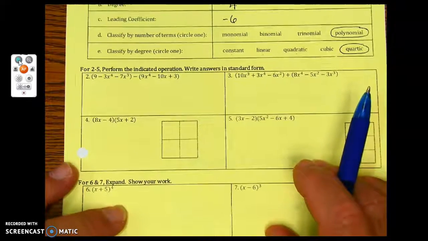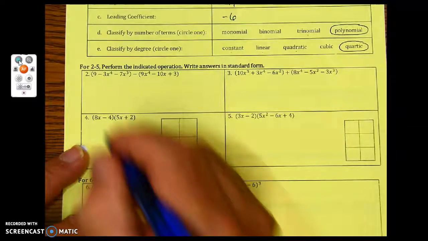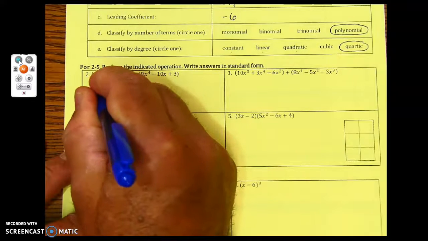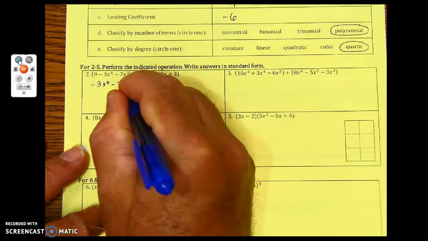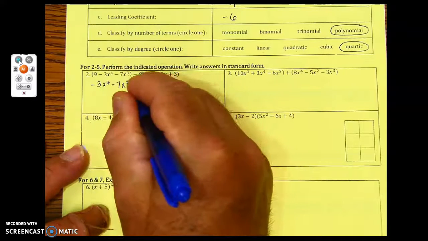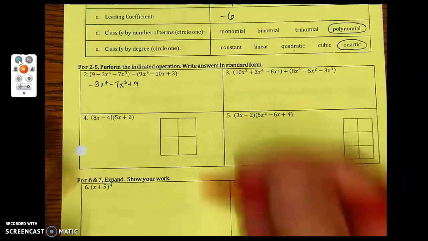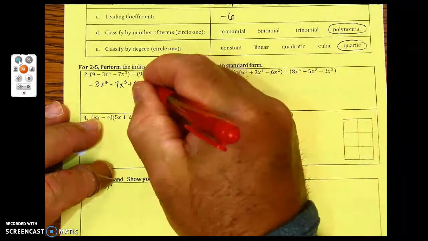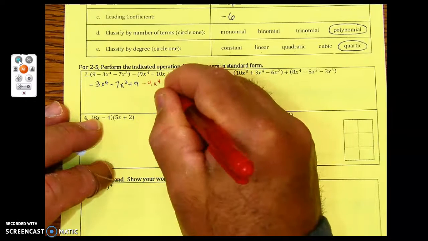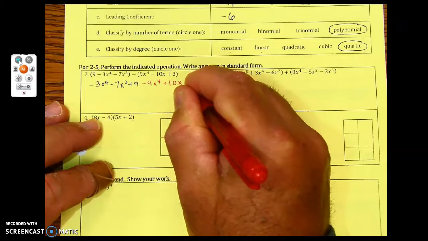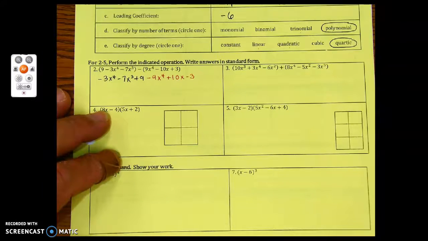All right. Subtracting. Guys, I'm going to show you how I do this. First of all, I'm going to put this in order. Negative 3x to the fourth minus 7x to the third plus 9. You don't have to put them in order. That may be a wasted step on your behalf. Now I'm going to change the signs. Negative 9x to the fourth, positive 10x, negative 3. I'm going to pause the video real quick.